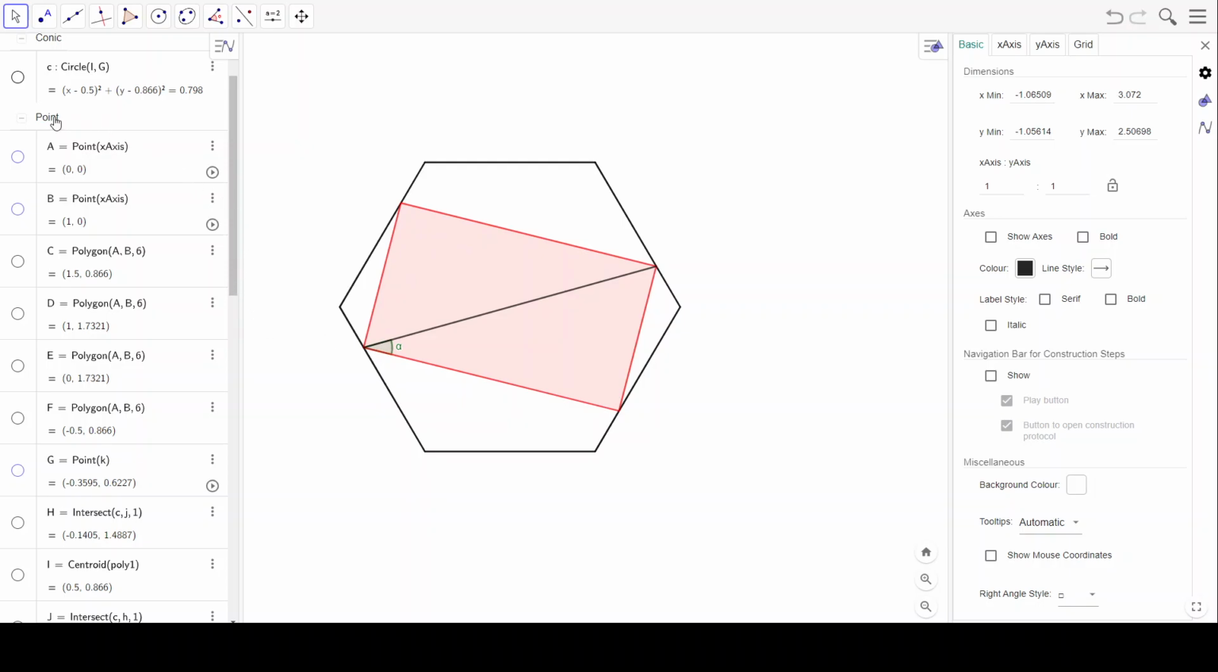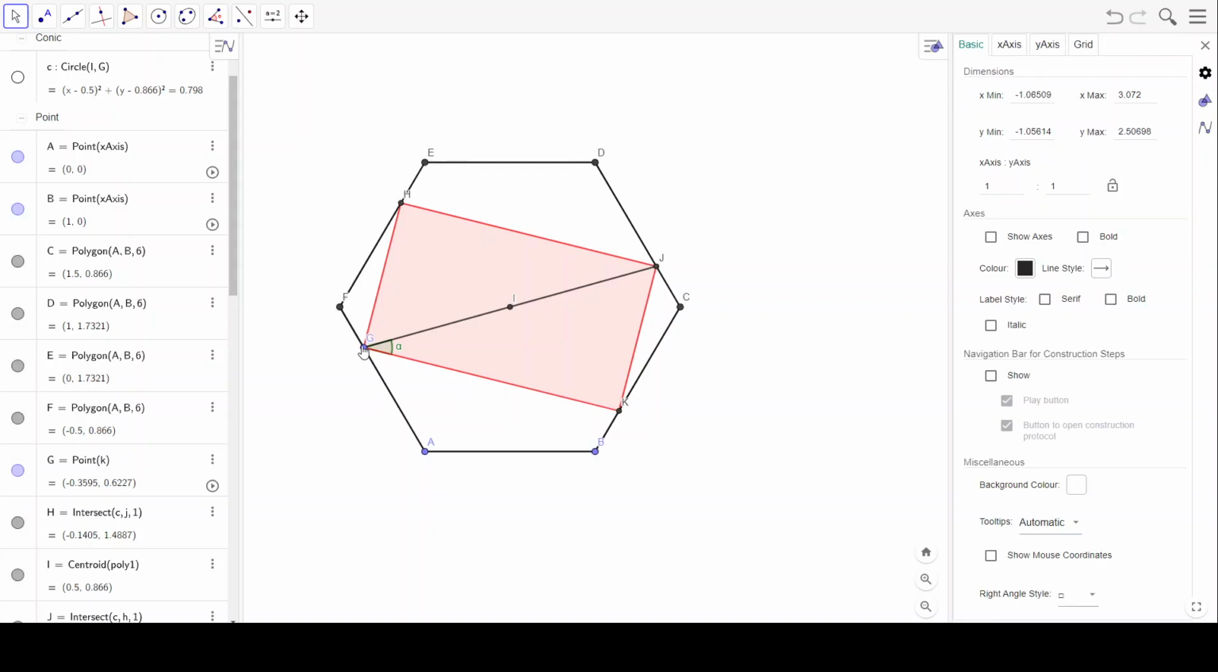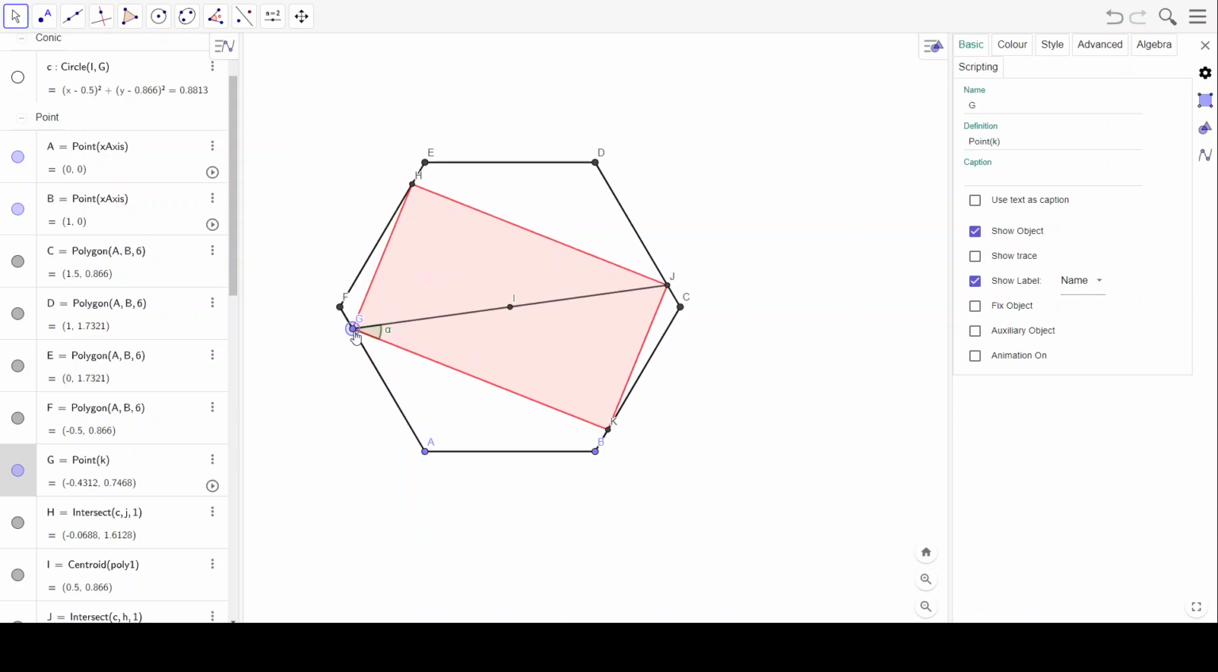I will show that. If I make visible the vertices, I can slide, and if you look carefully, the angle or the aspect ratio of the rectangle does not change. So the question is, what is this alpha? Well, there are some subtleties here.